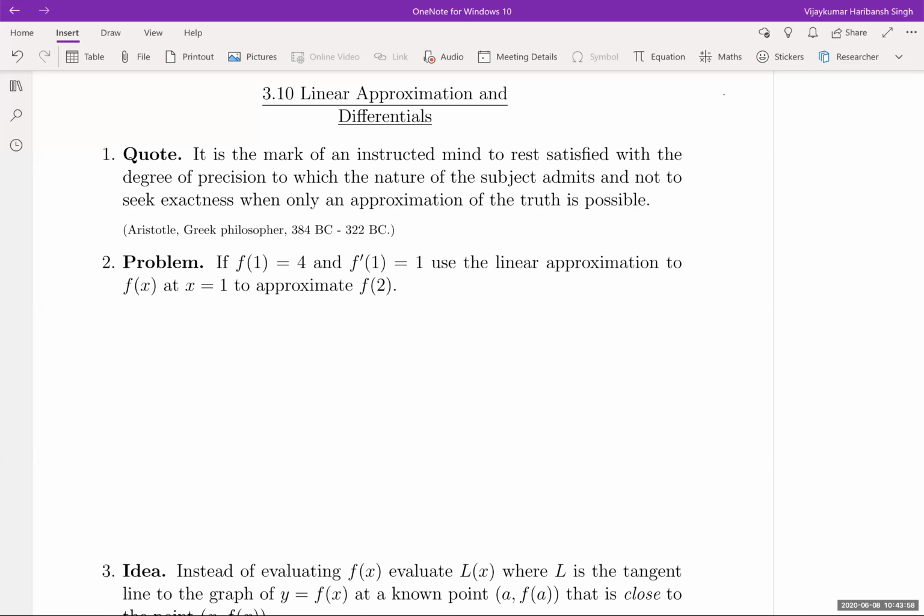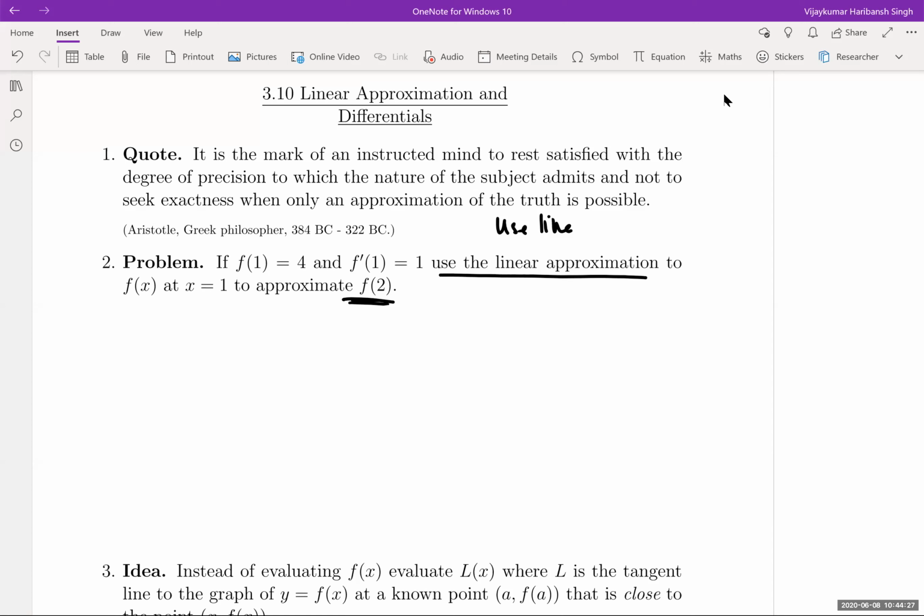The next problem is about linear approximation. So we want to approximate functions now, right? So consider the following. F of 1 is 4, f prime of 1 is 1. Use this to find the linear approximation to f of x at x equals 1 to find f of 2. So linear approximation means you'll use a line or a linear equation to approximate the function.